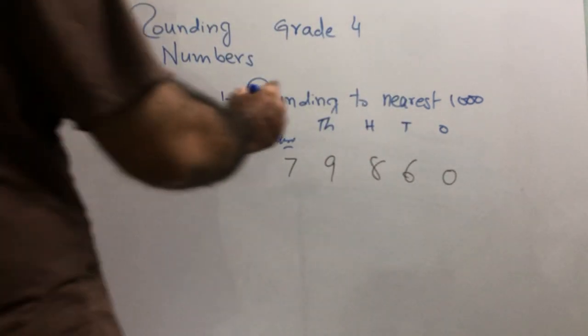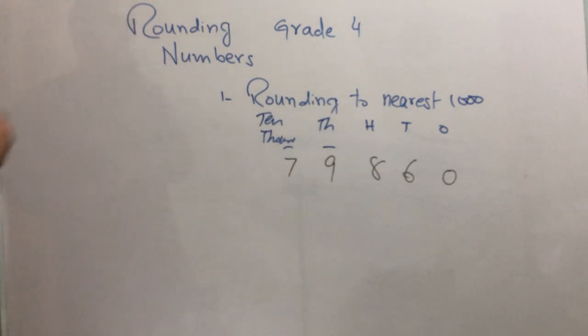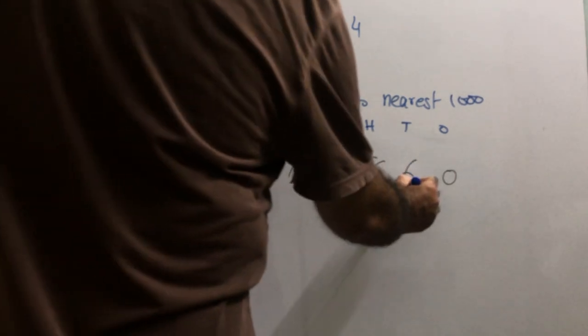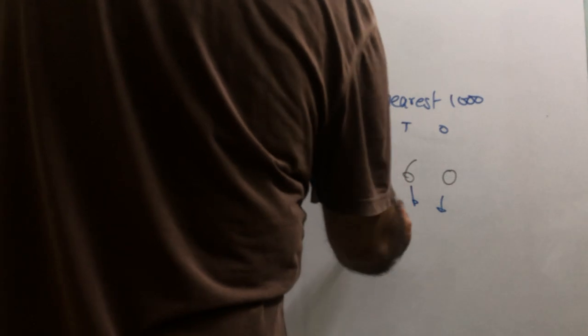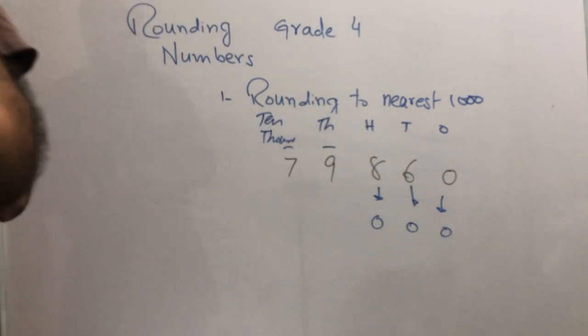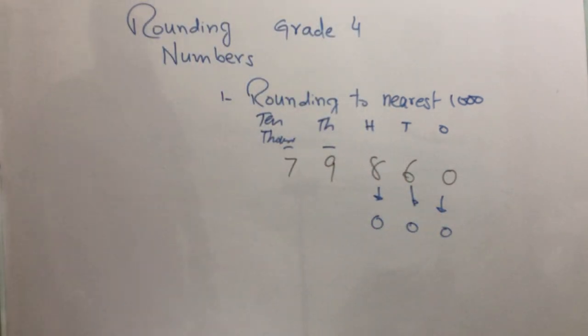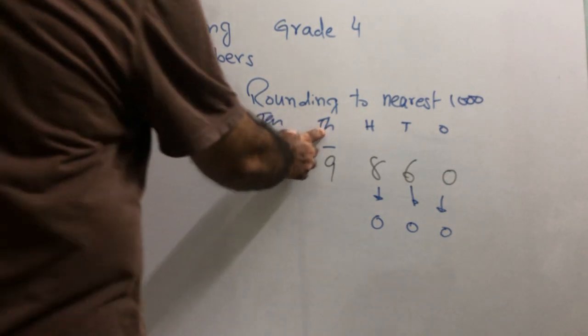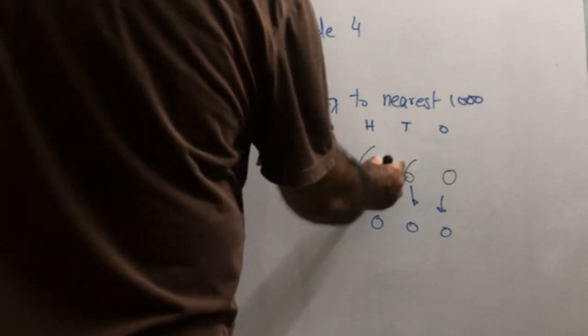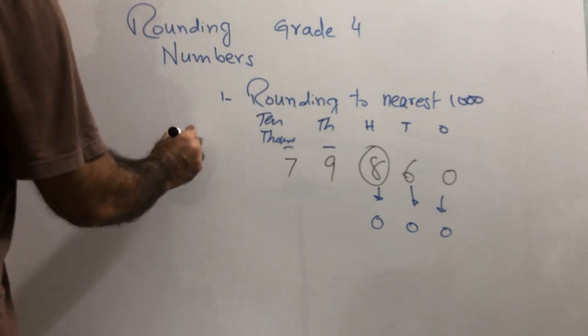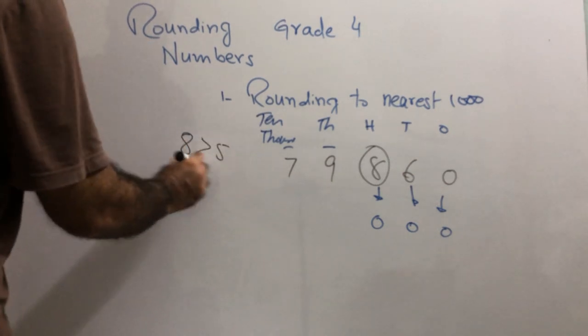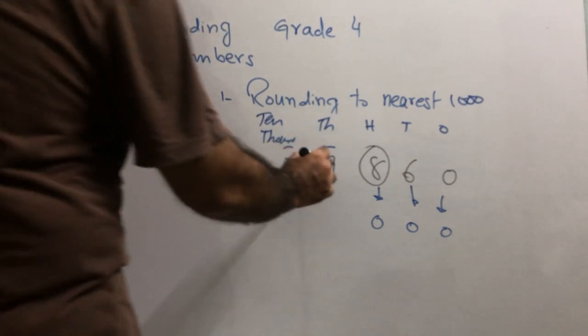79,860. When we decide to round it to the nearest 1000, this is the 1000 place. Place a mark to remember that we are doing nearest thousand. The very first action is that all the digits on the right side become 0. The second action is that we look at the immediate neighbor on the right side of the thousand place, which is 8. This 8 is greater than 5, so we add 1 here.